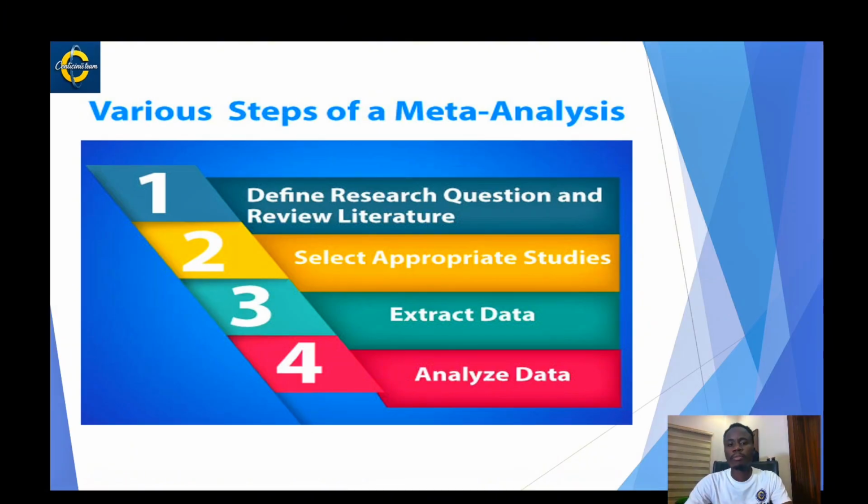Now, what are some of the steps in performing a meta-analysis? Like I said, it's not different from how you do a systematic review in the traditional sense.